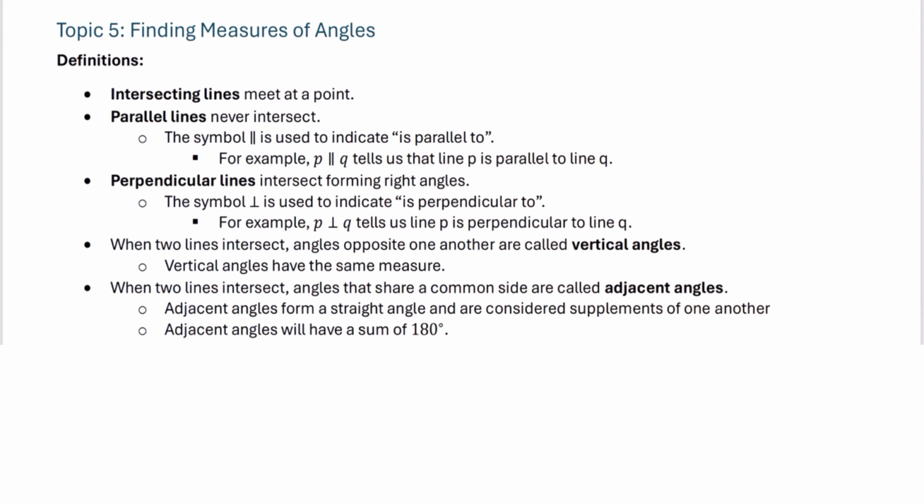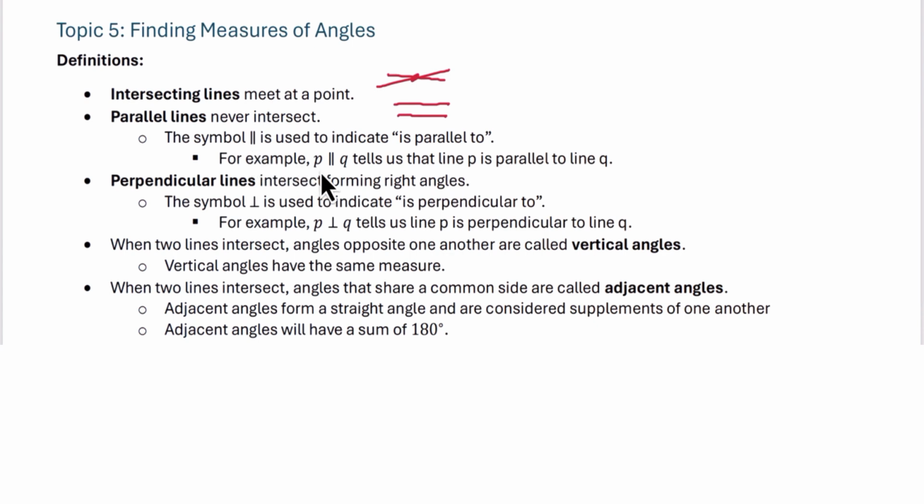Intersecting lines meet at a point, like these two lines are intersecting at a point. Parallel lines never intersect. They look like this, or they never intersect. This symbol with two vertical bars is used to indicate parallel.